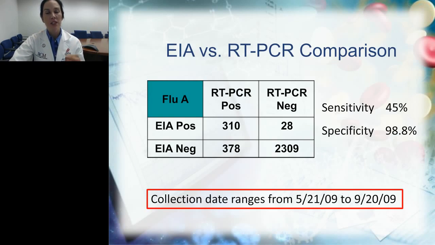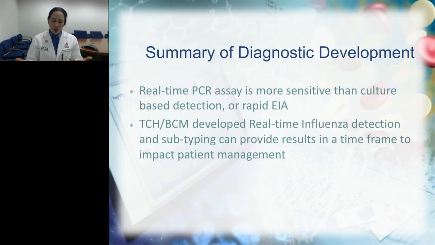That's a sensitivity of less than 50%. That's not even as good as a good clinician. So it's very good that we didn't depend on what at that point in time was our existing tool to detect this virus. So what did we learn through this whole process?